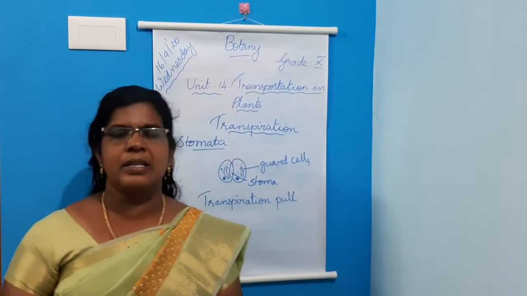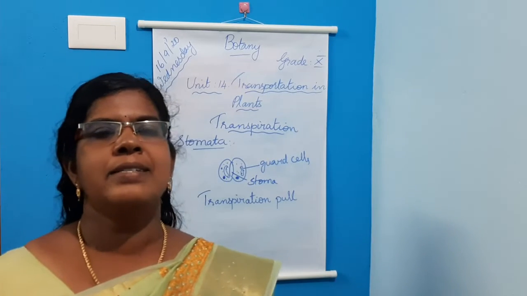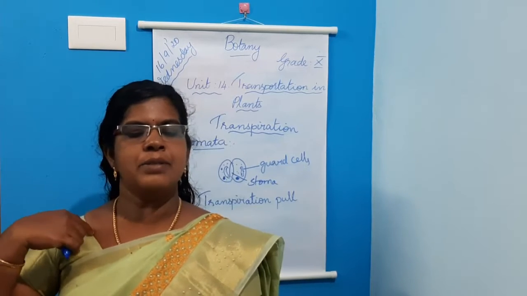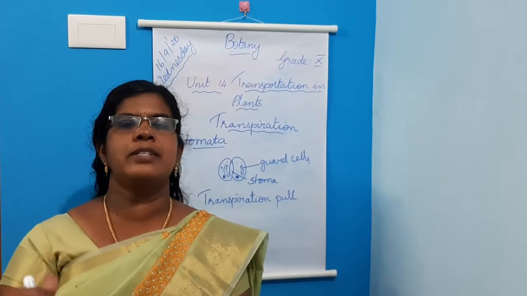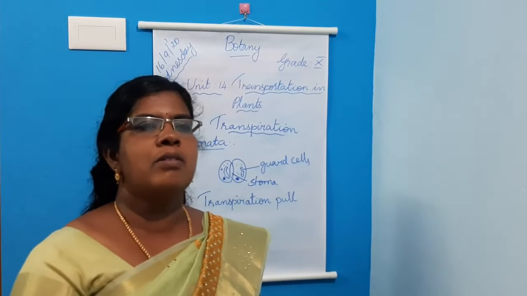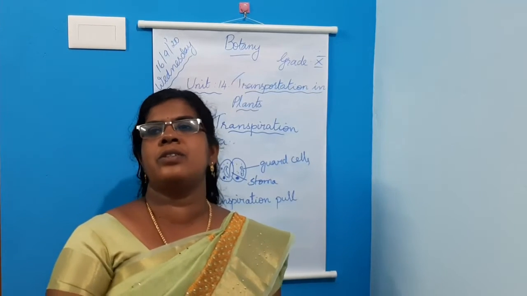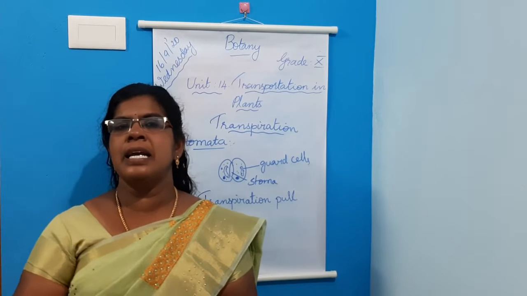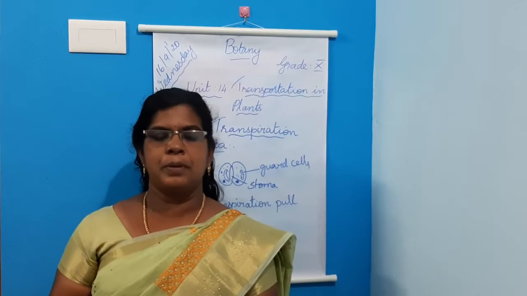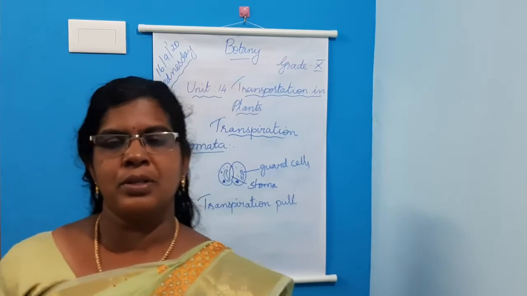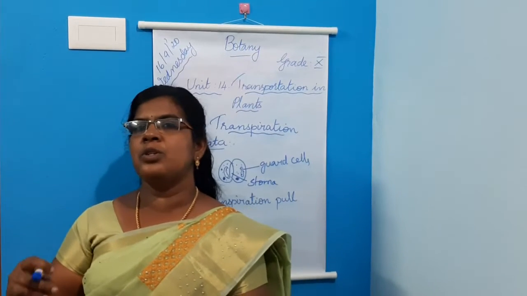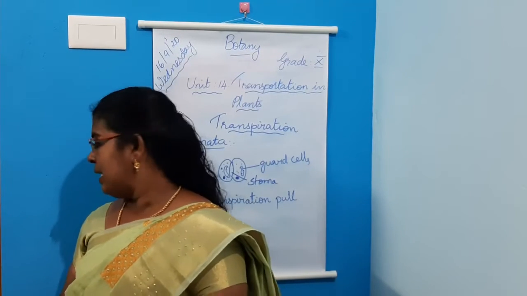So this pressure created inside a root is root pressure. When ions from the soil are actually transported into the vascular tissues of the root, water also moves along with the soil ions. It increases the pressure inside the root, that is called root pressure. This root pressure is responsible for pushing water into the stem to a small height.